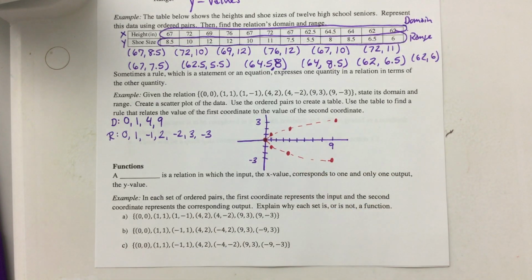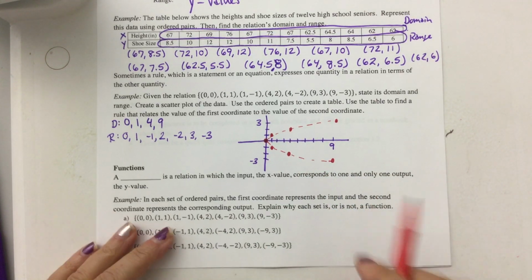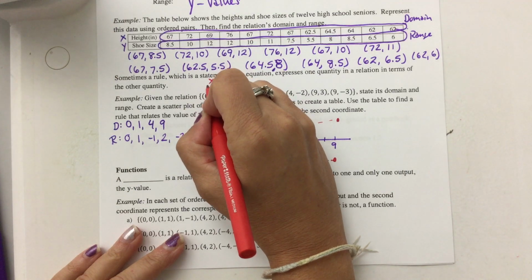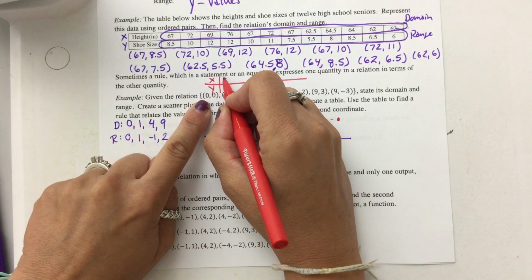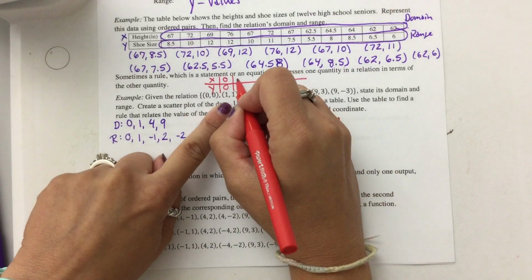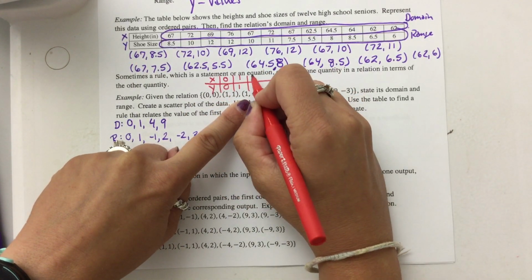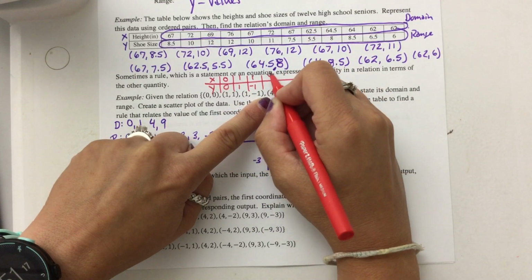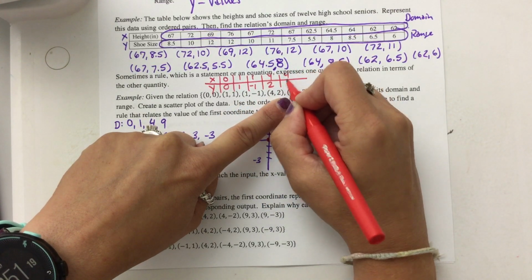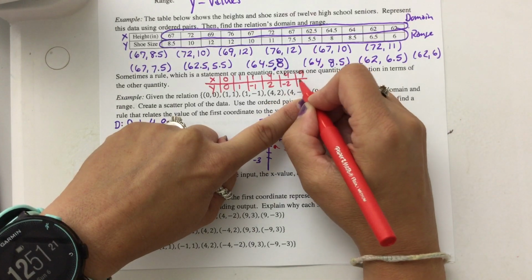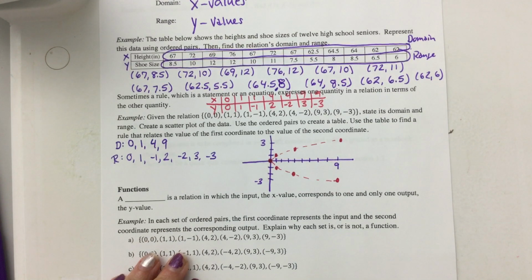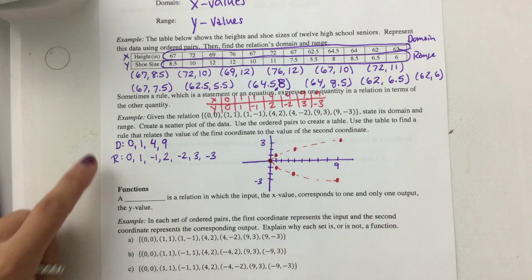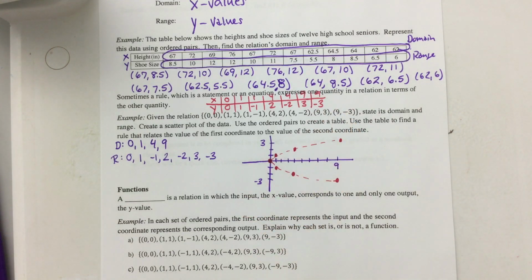Okay, so then it says, use ordered pairs to create a table. Well, we can do that too. Check this out. X, Y. Every ordered pair, I can just line up. So 0, 0, 1, 1, 1, negative 1, 4, 2, 4, negative 2, 9, 3. It's kind of cool to see all the different things that you can actually do with a set of ordered pairs. You could take the ordered pairs and you can graph them. You can identify domain and range. You can turn them into a table.